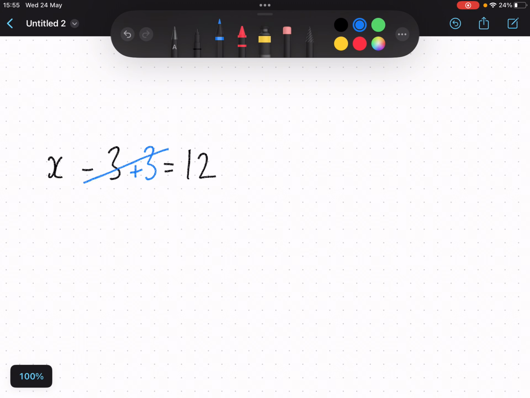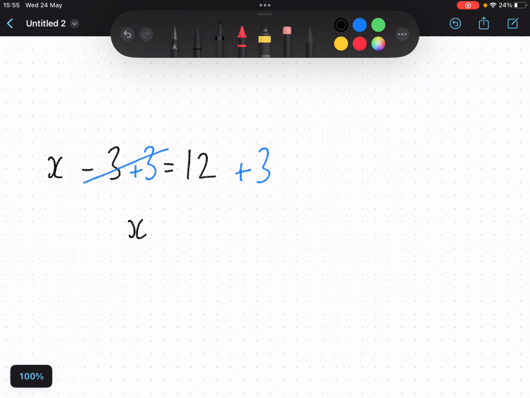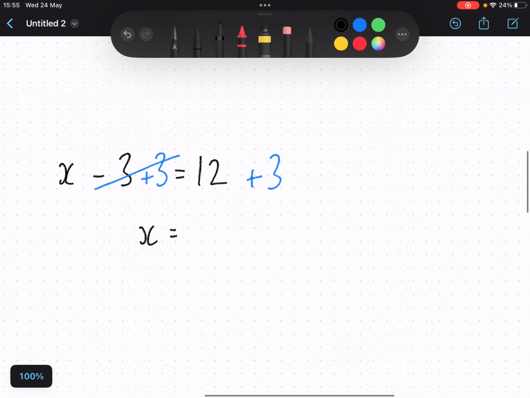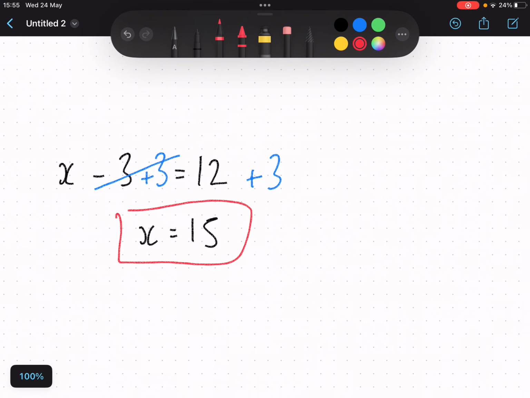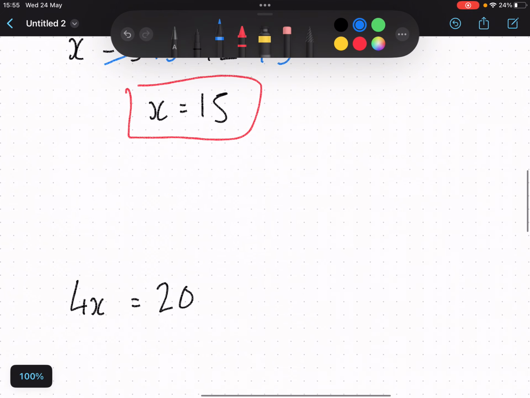If I add 3 to the left-hand side, I need to do the same thing to the right-hand side to balance the equation. So I add 3 to the right-hand side. The left-hand side is now just x, and the right-hand side is 12 plus 3 is 15. And again, that's an answer which was probably screaming out to a lot of us looking at it, but there's the steps we should go through.